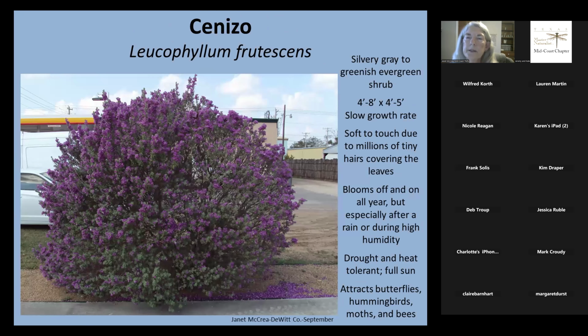Cenizo, sometimes known as the Texas barometer bush or Texas sage. It's very drought tolerant. In fact, probably less than 1 inch of water per month, or less than 12 inches per year of water. If it gets too much water, it'll actually die because it just doesn't want to be that wet. But usually after a rain, you'll see it blooming like this. That's why it's called a barometer bush a lot of times. But it attracts butterflies, hummingbirds, moths, and bees.